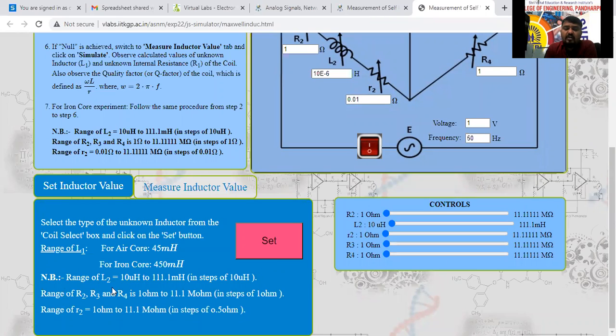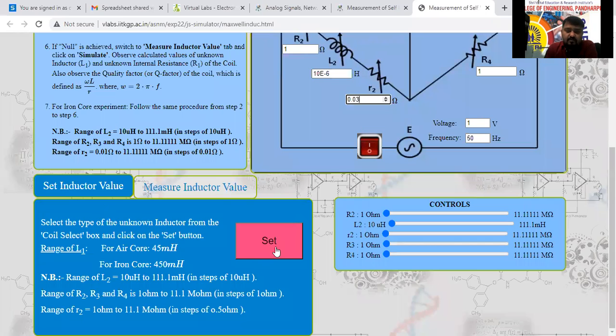The range of L2 is from 10 microhenry to 111 millihenry, and we can vary that. R2 and R3 can also be varied, and these resistances can be measured in mega ohms. All the resistances we can vary by using the tab here. We can increase or decrease them, whatever we need.